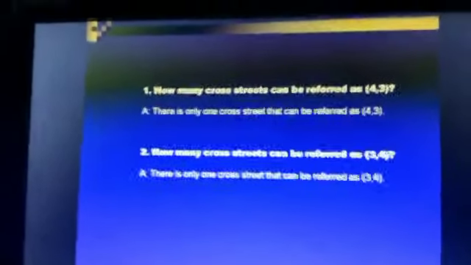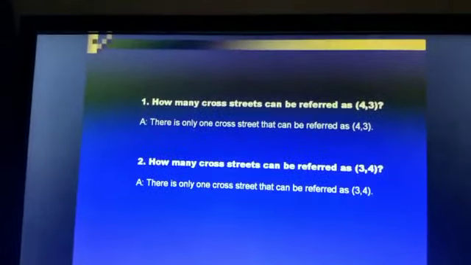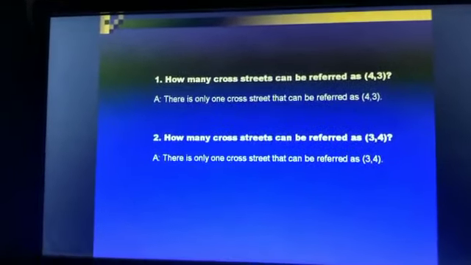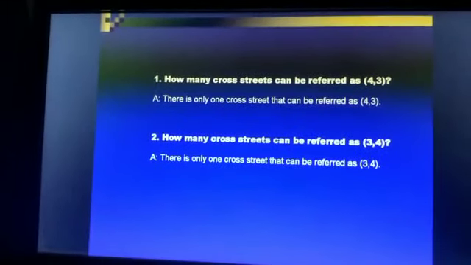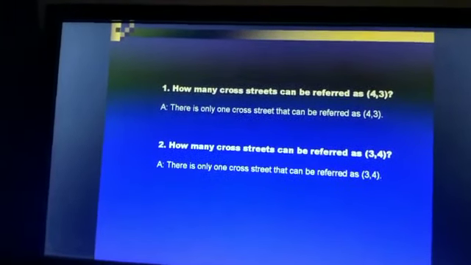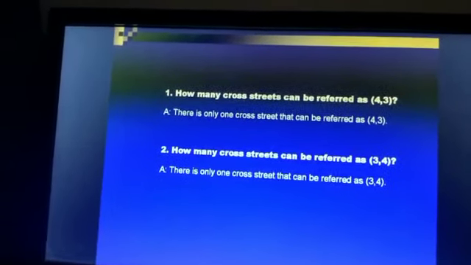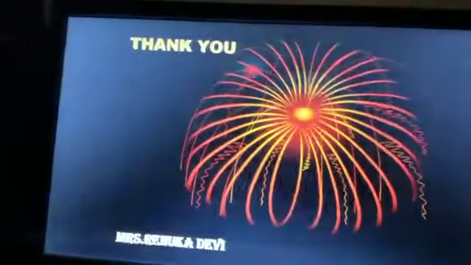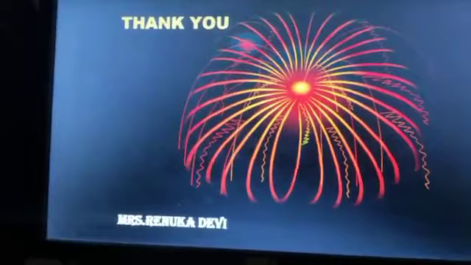Okay, thank you children, thank you for your cooperation. Please, with this all, you can try your next exercise. It is very easy. If you have understood this introduction part, you will surely try the next exercise. I know children, you will surely try. Okay children, thank you for your cooperation.